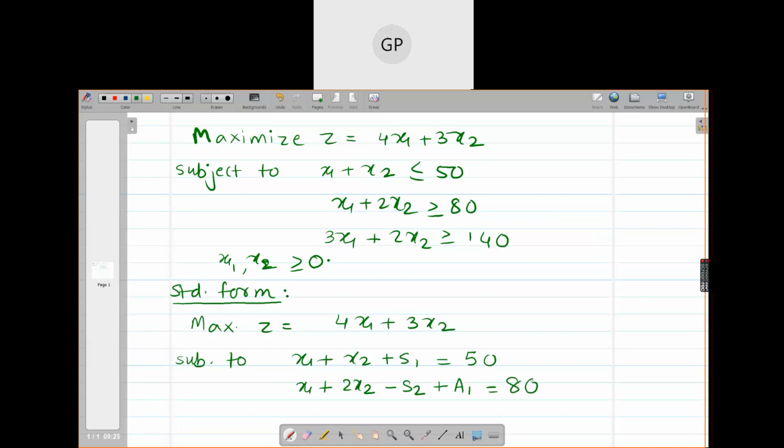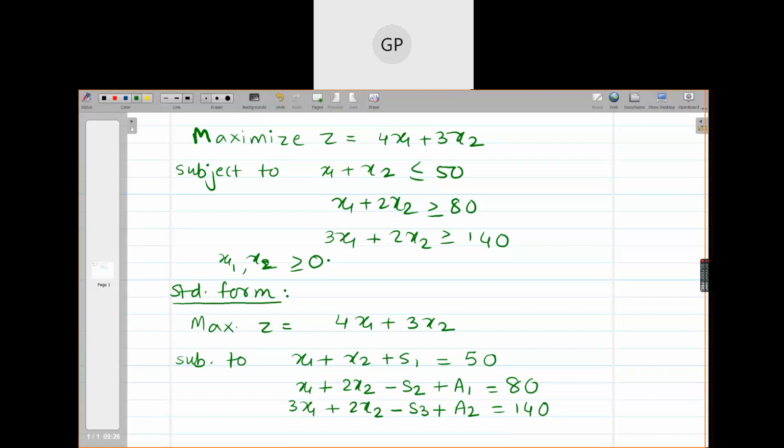Here only you introduce it now. In the last problem, we were doing it for the very first time. That's why I showed you how it becomes degenerate, and then we introduced artificial variables. But now, as you know already, in a greater equal constraint, you have to introduce surplus along with artificial. So do it at once. Now the last one, 3x1 plus 2x2 minus s3 plus a2 is equal to 140.